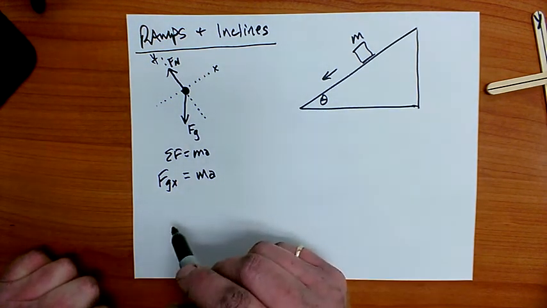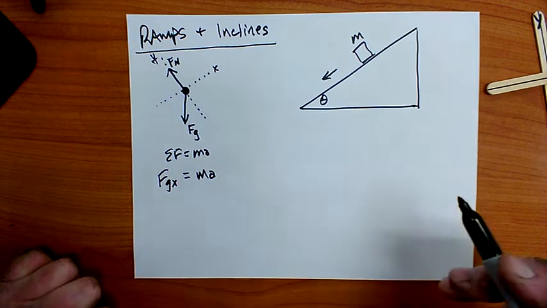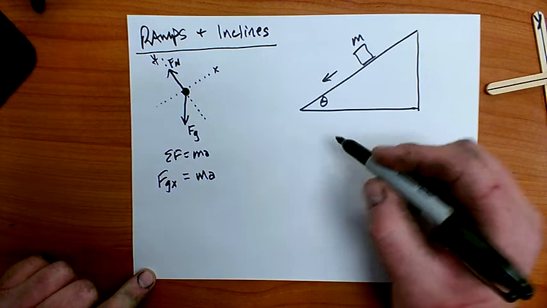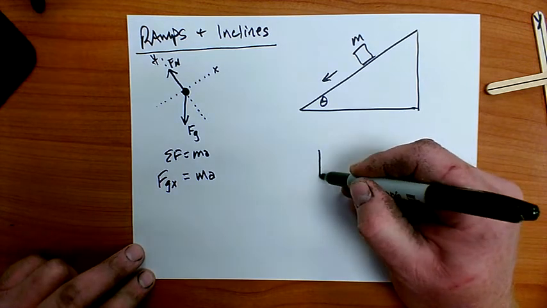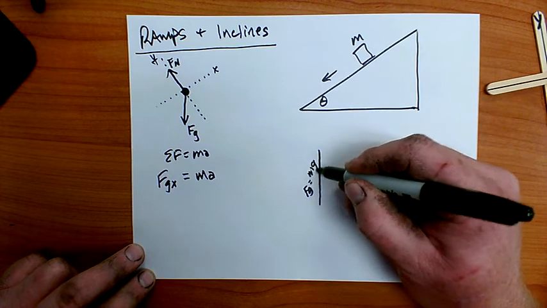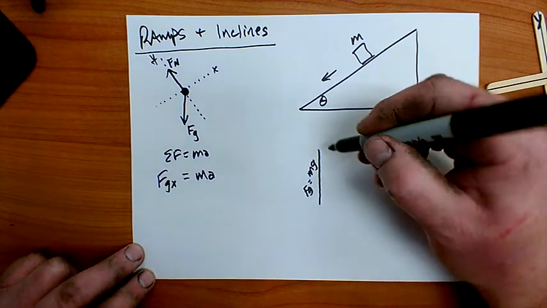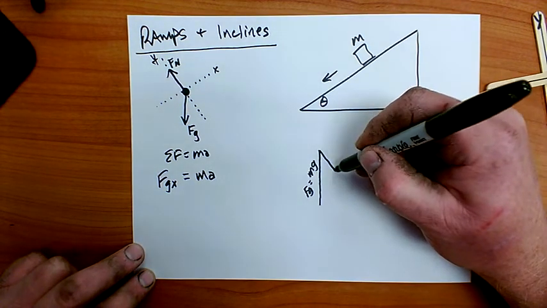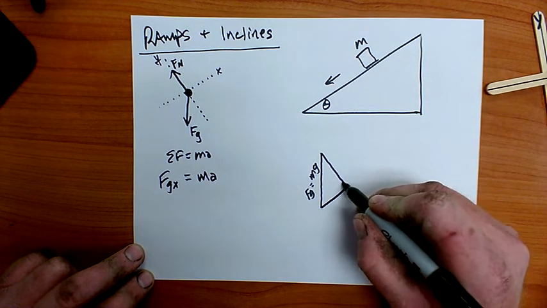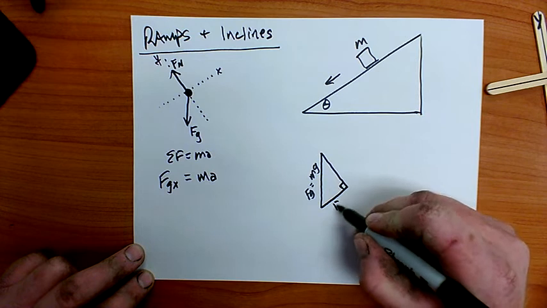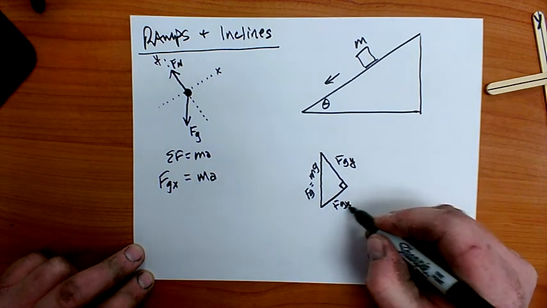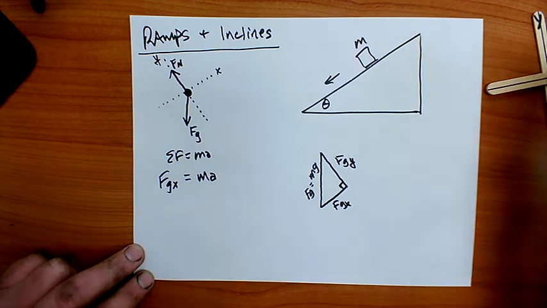So now step 4 is I need to plug in numbers and solve. So how do I find FGX? Well, let me take this diagram over here, and let me look just at the force of gravity. So here's the force of gravity, which of course is equal to m times g, right? Now, it's got a component in the y direction that looks like this, and a component in the x direction that looks like this. Where x and y meet, there's always a right angle. So this is FGX, and this is FGY, the x and y components of the force of gravity.